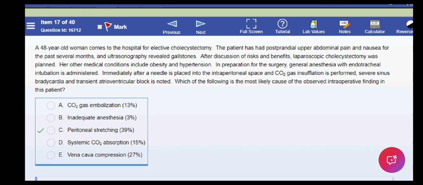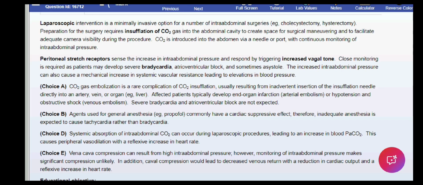We'll see it is because of peritoneal stretching. Okay, just like that, an easy one, but always memorize it because we work on the abdomen, and that peritoneal stretching will cause the bradycardia and transient block. So let's see it.